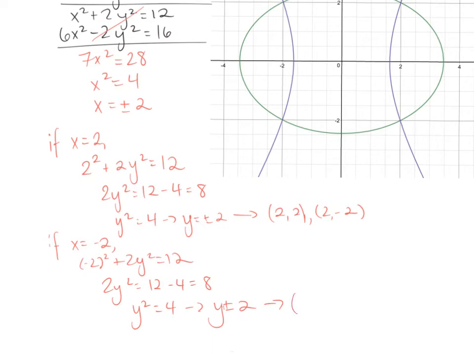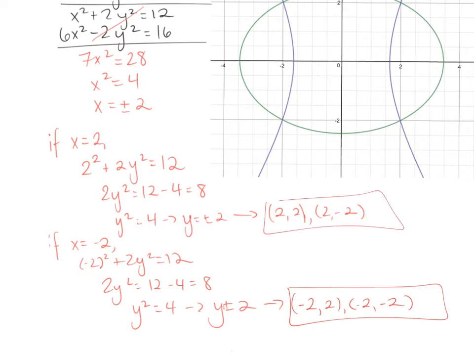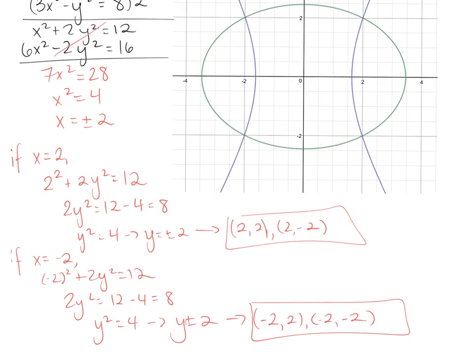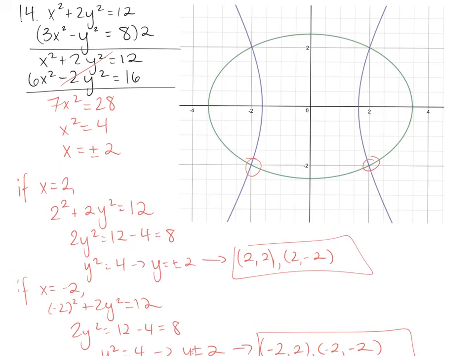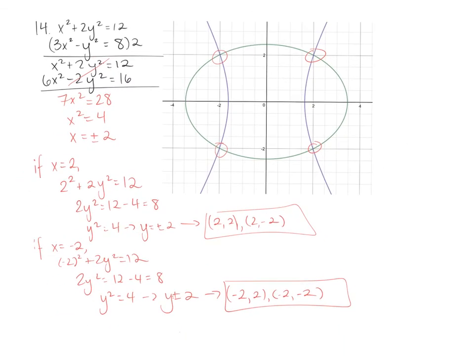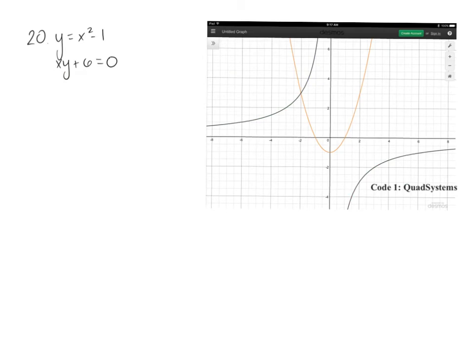Our other two answers are negative 2, 2, and negative 2, negative 2. And so in total we have 4 answers here. And if you look at the graph at the top right of the screen, that should make sense, because if you look closely, we've got an intersection there, intersection there, intersection here, and intersection there. Okay, so 4 possible points, 4 answers. Okay, let's look at one more.